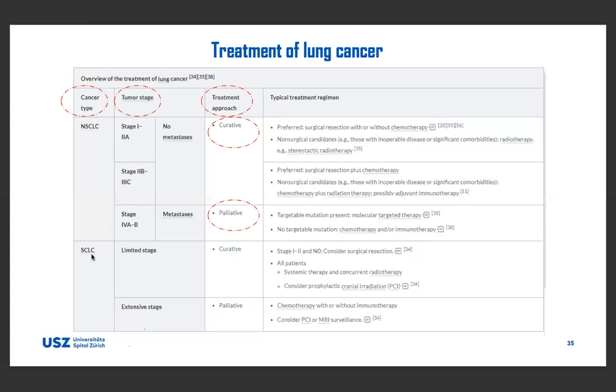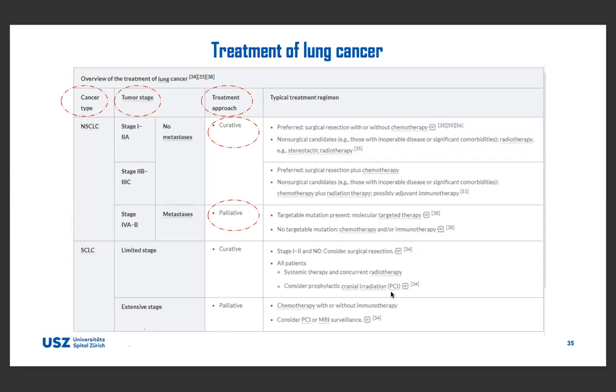Now for small cell lung cancer. If we have limited stage, we try to treat it curatively, and here it's the same. We consider surgical resection, and all patients receive systemic therapy and radiotherapy. It's important also to keep in mind that small cell lung cancers spread fast, they're very aggressive, they quickly make metastases, and in many, many cases, these metastases go to the brain. There might be a situation where they already have small cancer cells in the brain, so what we can do, we irradiate prophylactically.